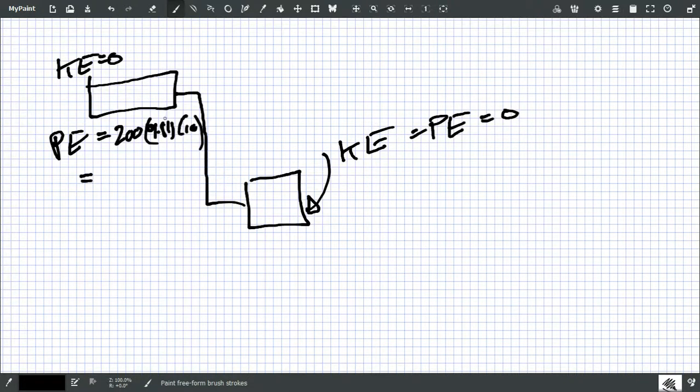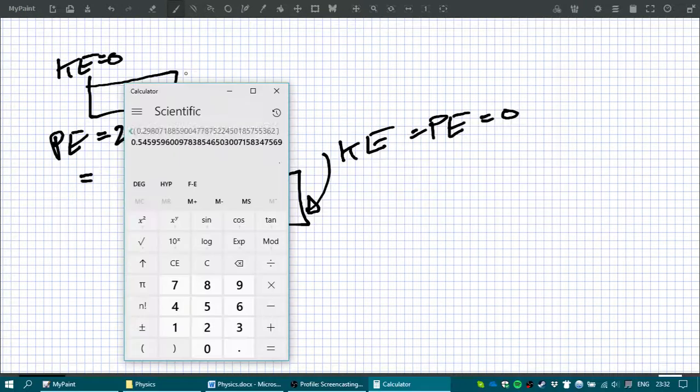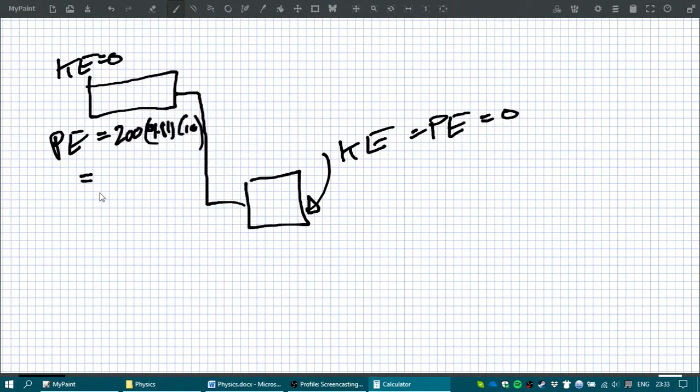So that would be 200 times 981. So that's 196 kilojoules.